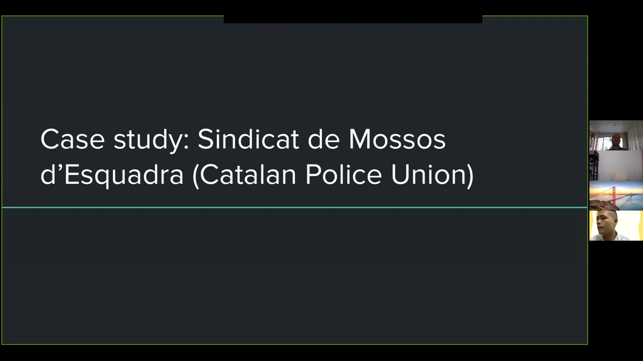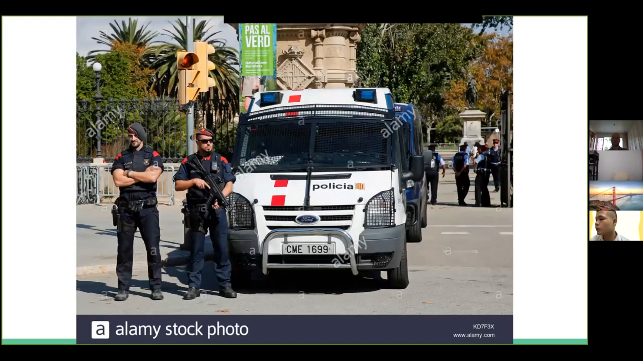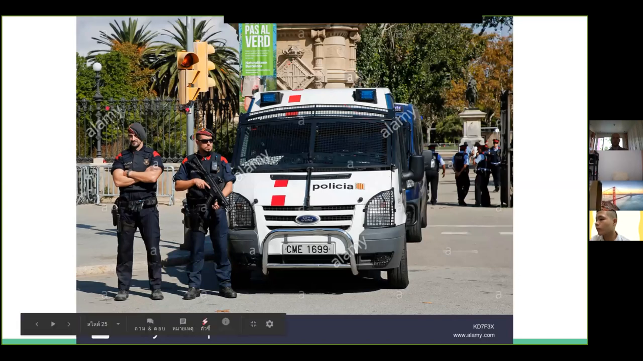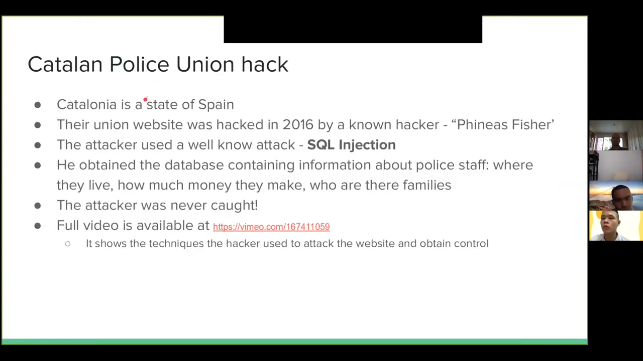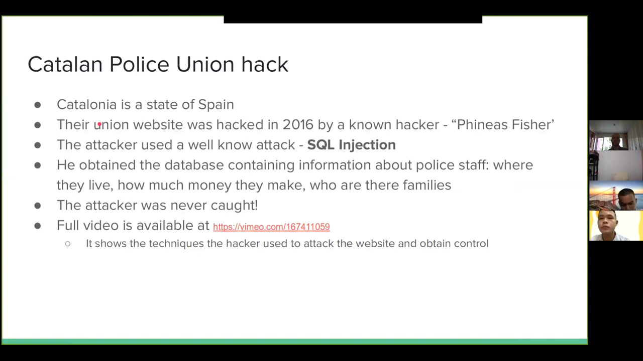This case study, this is the hack in 2016 of police union. This is Catalan police from Spain. They were hacked in 2016. So Catalonia is state in Spain. The union website, police union, was hacked in 2016 by known hacker, Phineas Fisher. The attacker used SQL injection, which is technical attack, to obtain database. He obtained database containing information about police staff, where they live, how much money they make, and who are their family. The attacker was never caught.